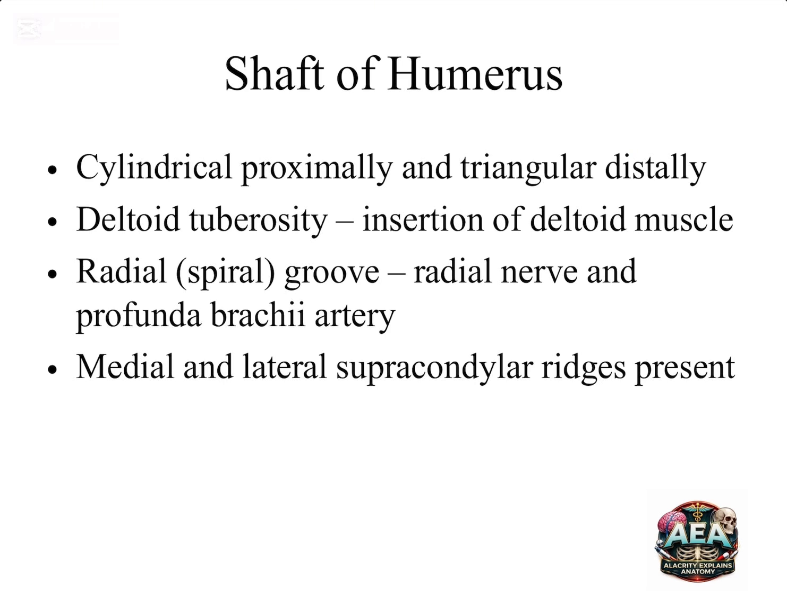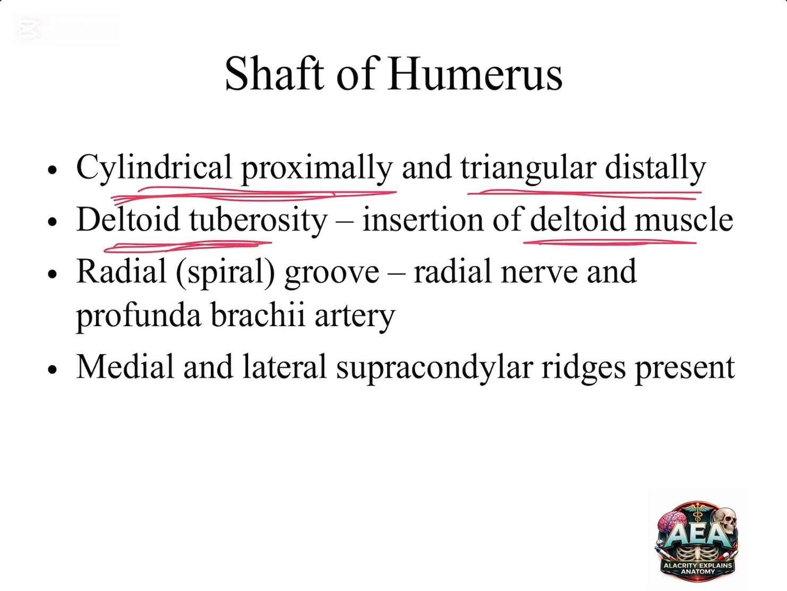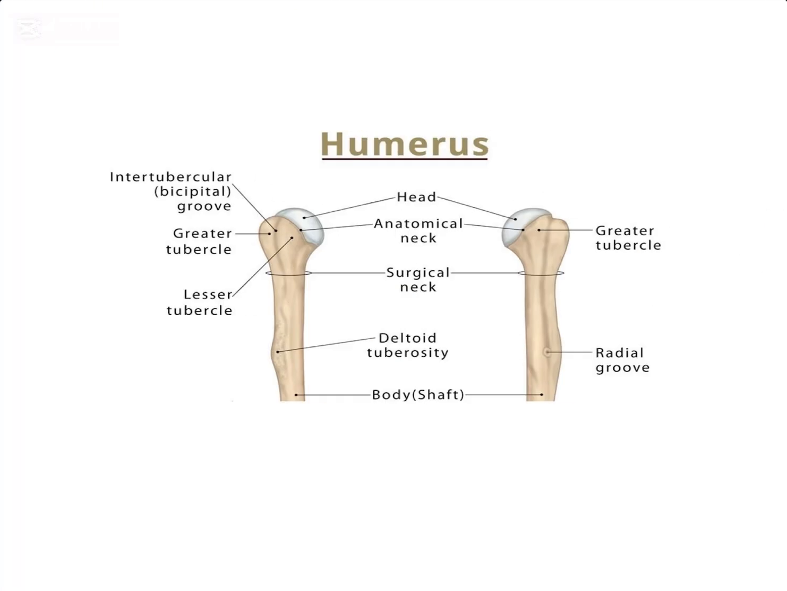Now we're looking at the shaft of the humerus. The shaft is cylindrical proximally, while it is triangular distally. It has a prominent bony part called the deltoid tuberosity, which is the site of insertion of the deltoid muscle. We also have the radial or spiral groove, which allows for passage of the radial nerve as well as the profunda brachii artery. It has medial and lateral supracondylar ridges.